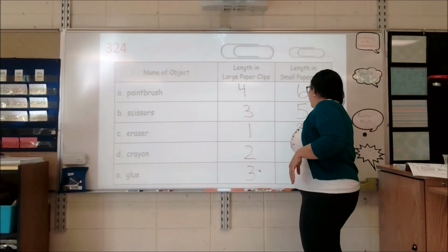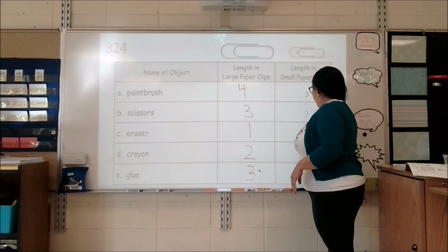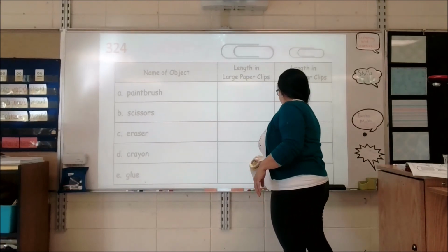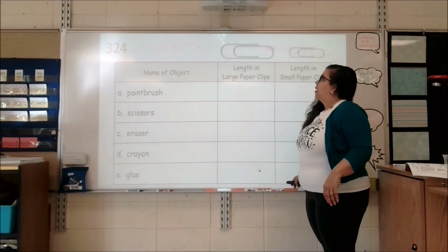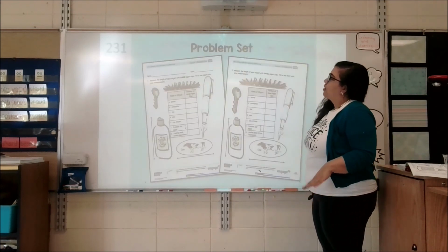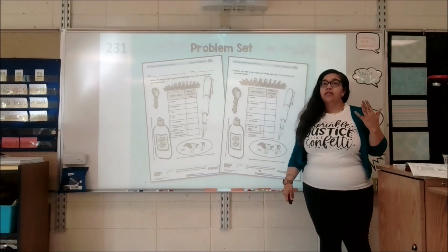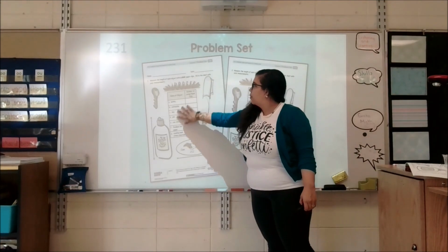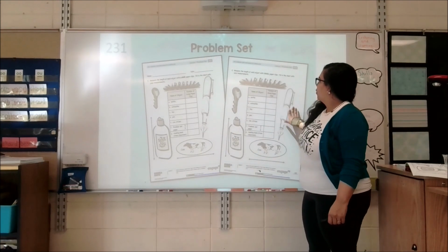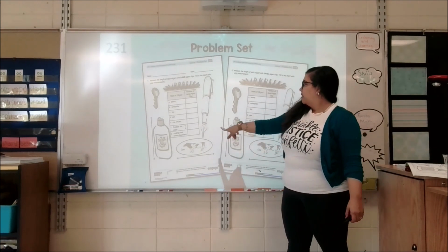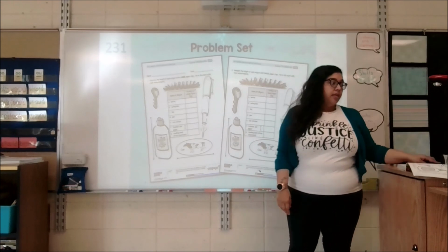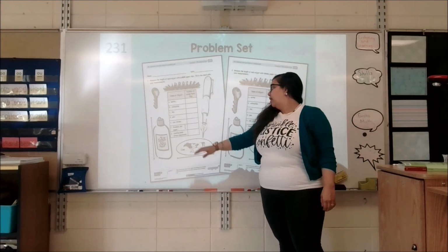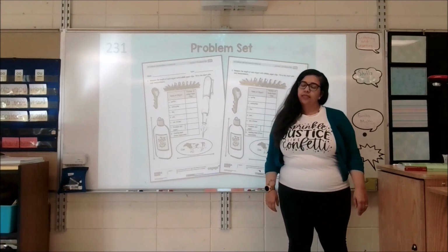So now for your assignment, you're going to measure some other objects. It is on page 231, that's the front, and then the back is 232. On the front side, you're going to measure things with large paper clips. On the back, you're going to measure things with small paper clips. Down here where it says problem set paper, that means you're literally going to measure that piece of paper you're working on. And then it says reading book from classroom.